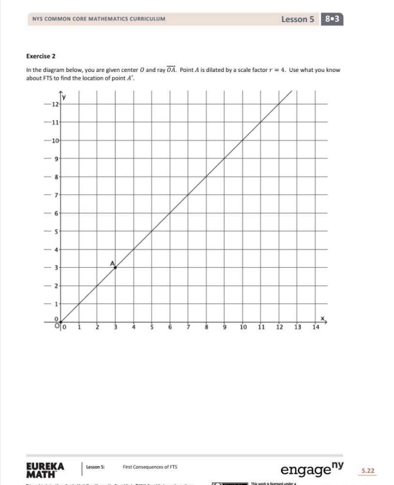Let's go ahead and look at exercise 2. It's on the next page, page 50. And it says in the diagram below, you are given center O. We see center O, and we see ray OA. Point A is dilated by a scale factor of 4. Use what you know about our fundamental theorem of similarity to find point A prime. Okay, so we're hunting for A prime.